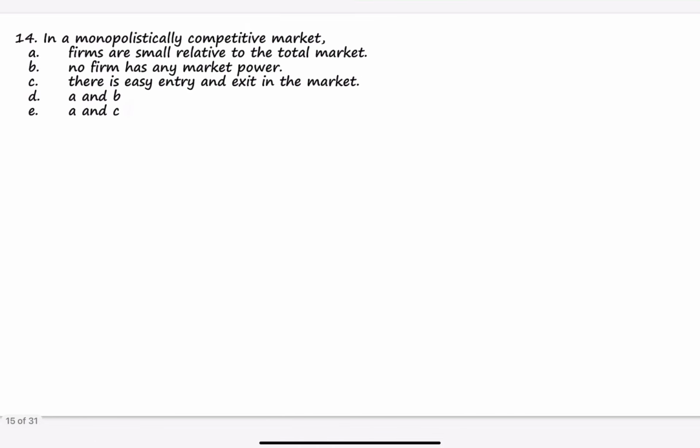In a monopolistically competitive market, firms are small relative to the total market. This is true. No firm has any market power. This is not true. Firms do have power. There is easy entry and exit in the market. This is true. If you want to enter, that's fine. If you want to leave, that's fine. So our answer is E, A, and C.